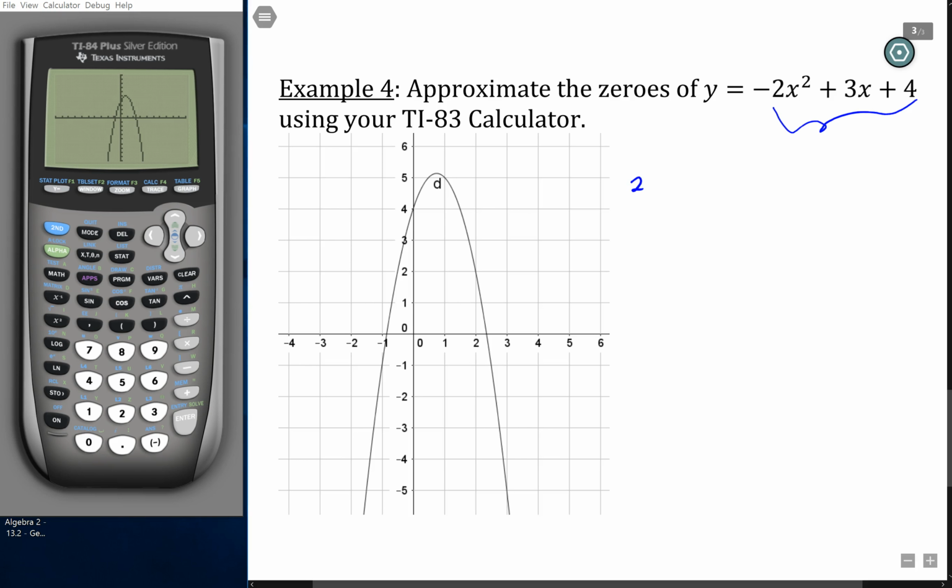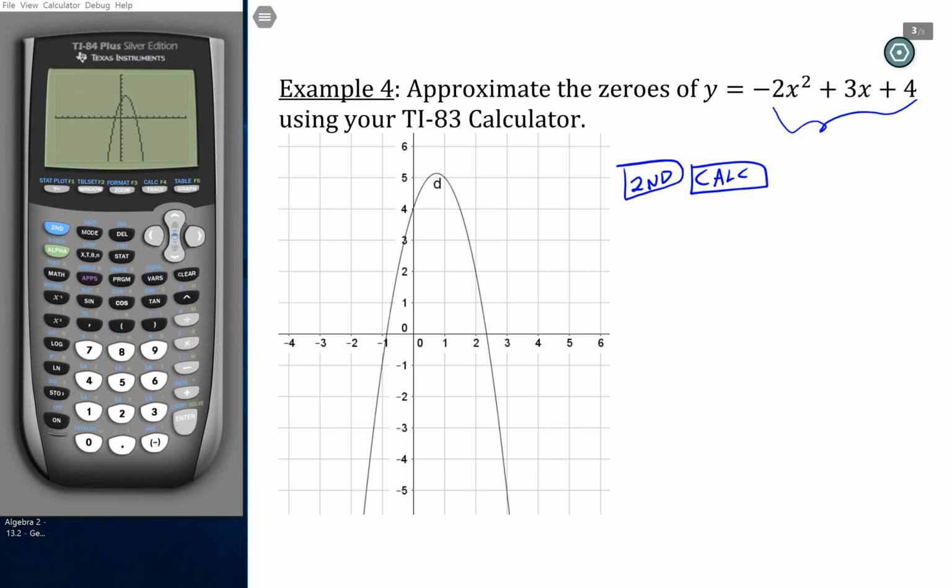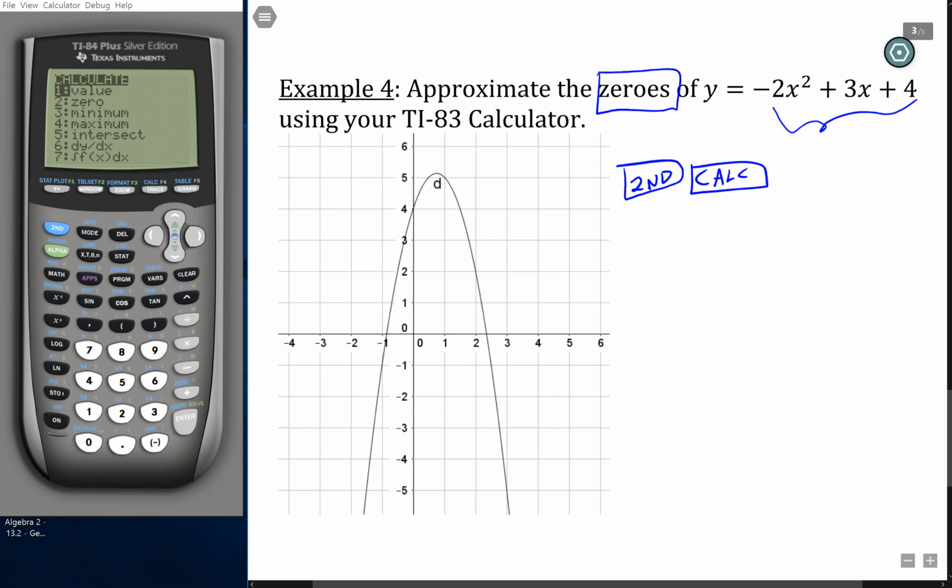You're going to hit second calc. And the calc button is the button right next to the graph button. I don't know if you can see this little white dot. Here's the graph button. Right next to it, it says trace, but in blue, calc. So second calc. Now, which one might we want to use? We're looking for x-intercepts. We're looking for 0. So let's do the 0 function.